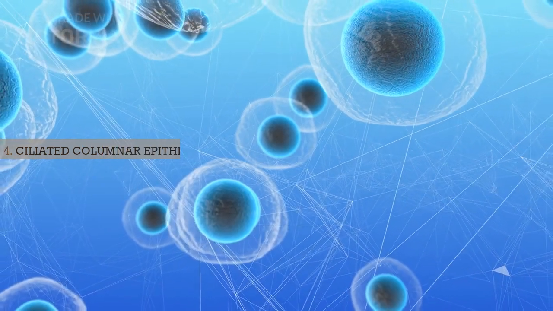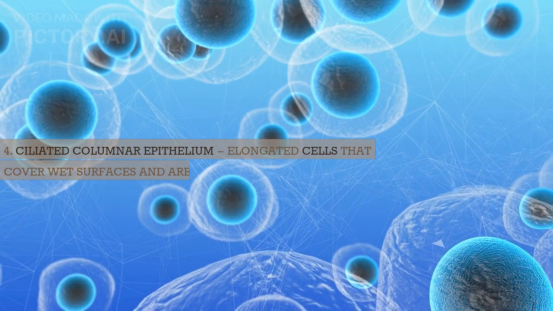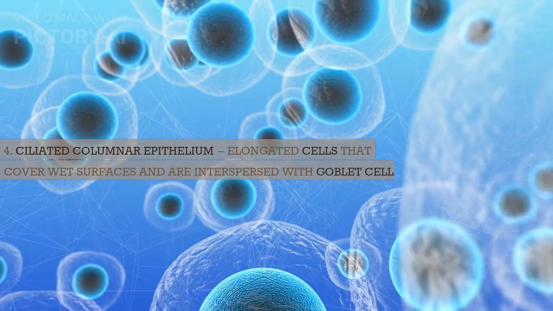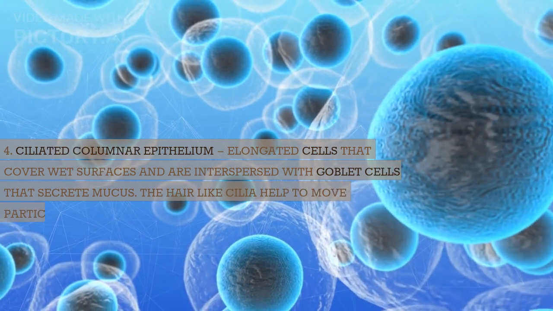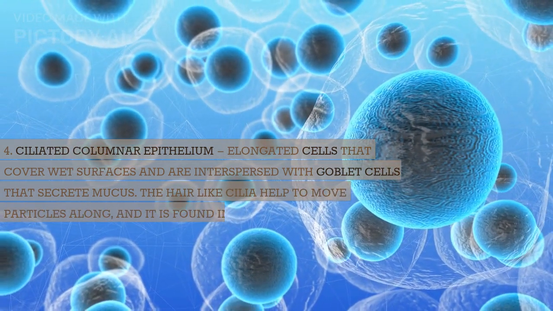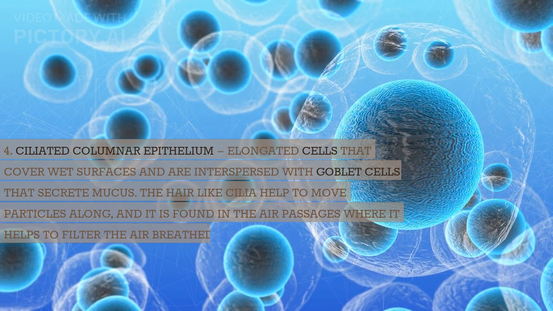4. Ciliated columnar epithelium, elongated cells that cover wet surfaces and are interspersed with goblet cells that secrete mucus. The hair-like cilia help to move particles along, and it is found in the air passages where it helps to filter the air breathed in.